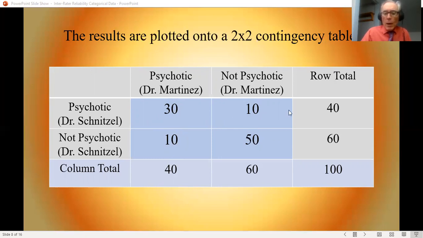So if you add across the different rows and columns, you find that each of them has actually identified 40 cases as probably psychotic and 60 as probably not. It doesn't have to work out evenly that way, by the way. It often won't. And we have a total, again, of 100 cases. So there's our contingency table. Now, how closely did they agree?